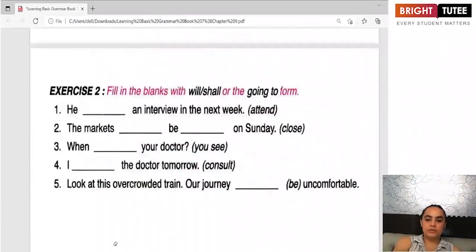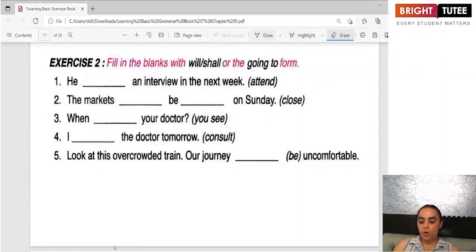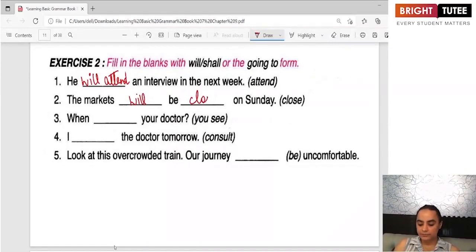Let us look at the second question. Fill in the blanks with will, shall, or the going to form of the verb. He dash an interview in the next week. So what happens? He has to attend an interview. So he will attend an interview next week. The market dash be dash on Sunday. So the market will be closed on Sunday.